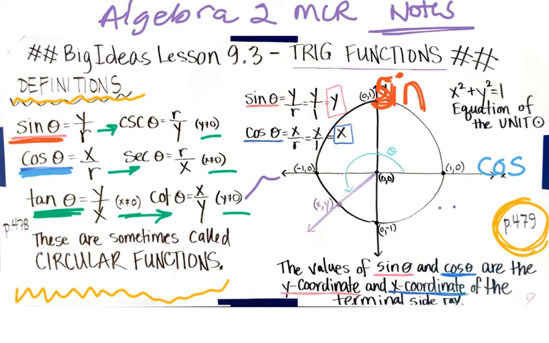And then hopefully you will remember that the values of sine and cosine are the y-coordinate and the x-coordinate of the terminal side. So if I have this angle, here's my terminal side, and this right here, this (x, y), that's the point that we're calling (x, y). You could just call it (cosine, sine) as well.